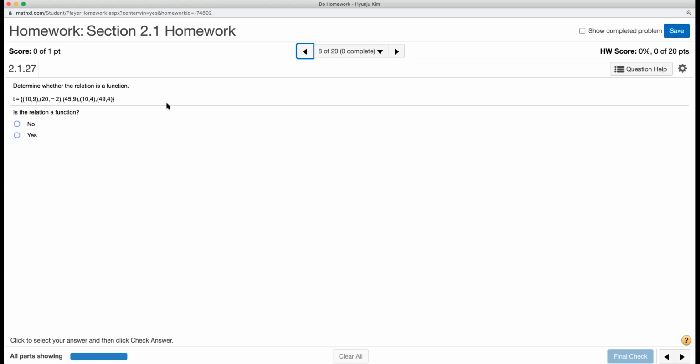I think you see that (10, 9) and (10, 4): two ordered pairs have the same first but different second. So the answer is no. That relation is not a function.